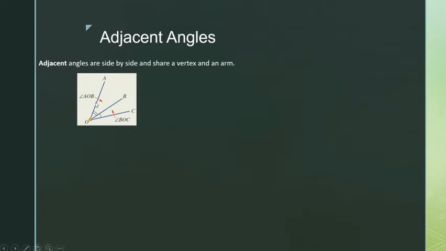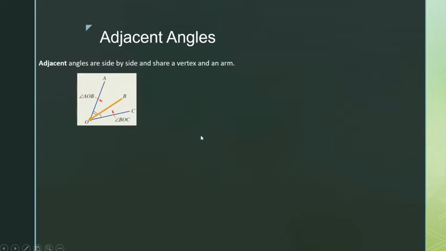So this has an arm here, here, and here. So OA, OB, and OC are all arms. OB is common. So these two angles, angle AOB and BOC, are adjacent.